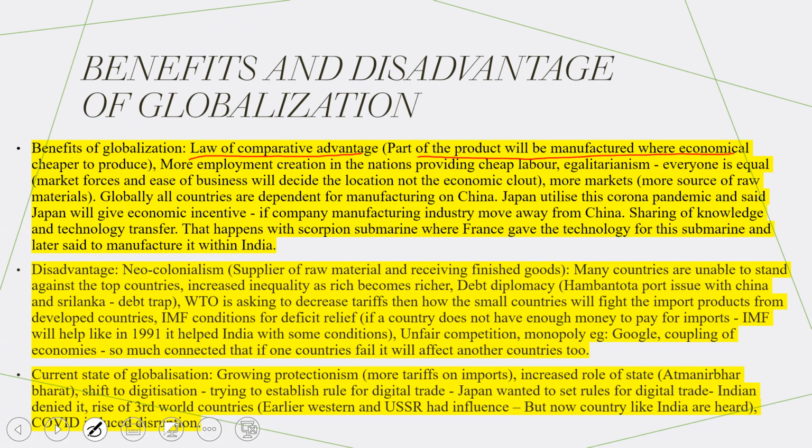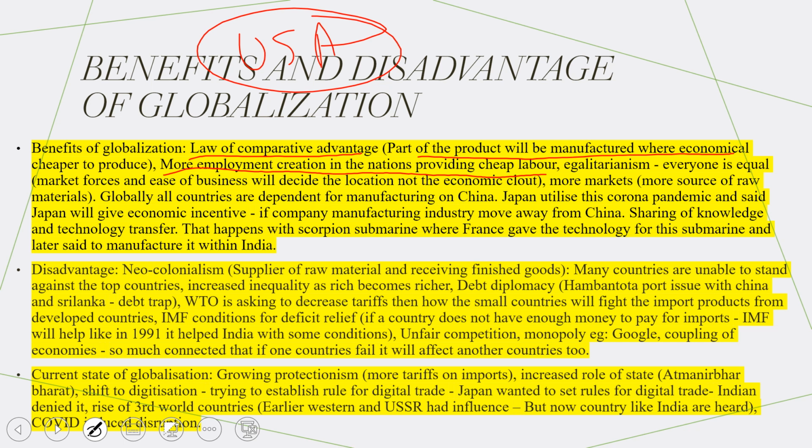Another benefit is more employment creation in the nations providing cheap labor. Like in the USA, the software engineers' salary is very high. So what happens? They hire engineers from India. And in most cases, the Indian engineers stay in India only. They are not called to the USA or other places. They support their companies from India through big multinational companies like TCS, Infosys, Cognizant and all.